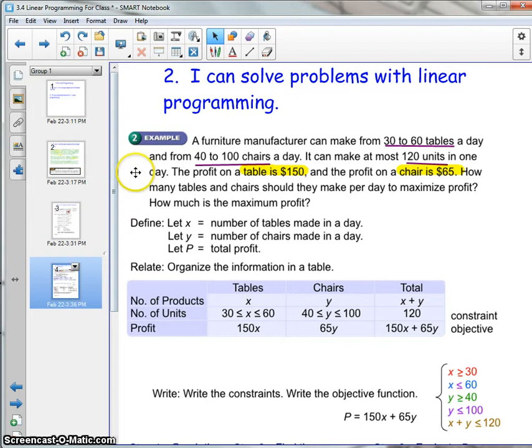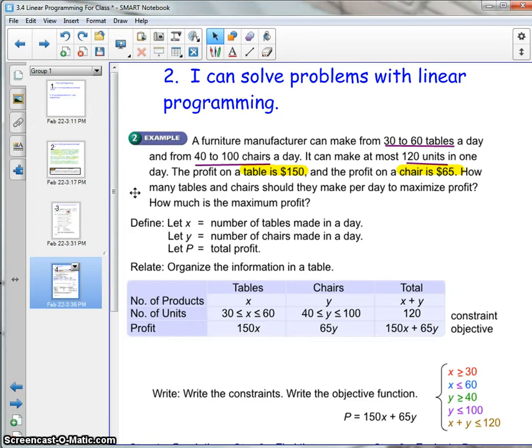So reading the problem, we have a furniture manufacturer who can make 30 to 60 tables a day and from 40 to 100 chairs a day. It can make at most 120 units in one day. So at most, this manufacturer can make 120 tables or chairs or a combination of both in one day. The profit of a table is $150 and the profit on a chair is $65. How many tables and chairs would they make per day to maximize profit?